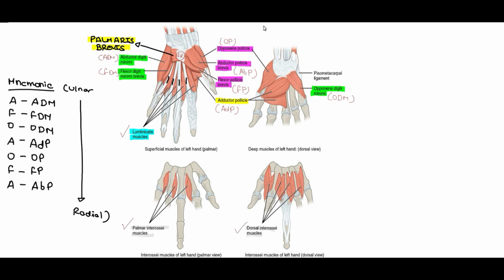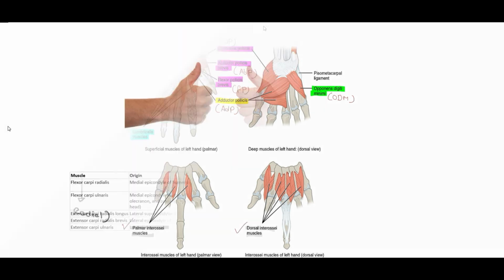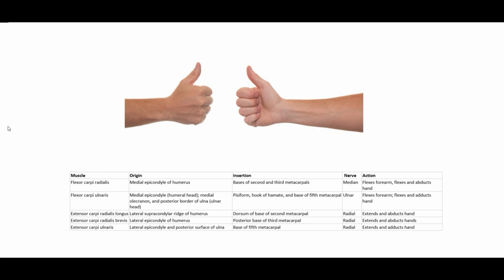Now let's take a look at the boundaries of the wrist joint. There are 4 principal pillars which are responsible for the movements occurring at the wrist joint. So the first pillar is formed by the flexor carpi radialis, the second is formed by the flexor carpi ulnaris, the third is formed by both the extensor carpi radialis longus and the extensor carpi radialis brevis, and the fourth pillar is formed by the extensor carpi ulnaris.